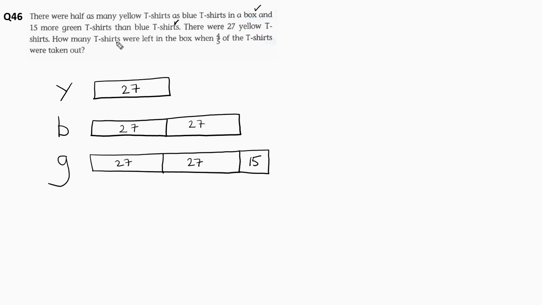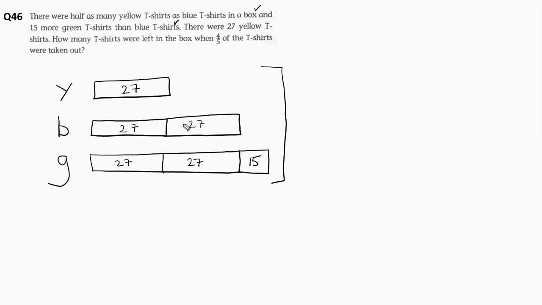And we're asked how many t-shirts were left in the box when 4/5 of the t-shirts were taken out. Now, we're not going to be dividing this into 4/5, but what we're going to use this model for, we need to find out how many t-shirts there were altogether. They haven't asked us for that, but we need to work that out in order to get to this answer. Okay, so how many t-shirts are there altogether in the box as represented by this model?